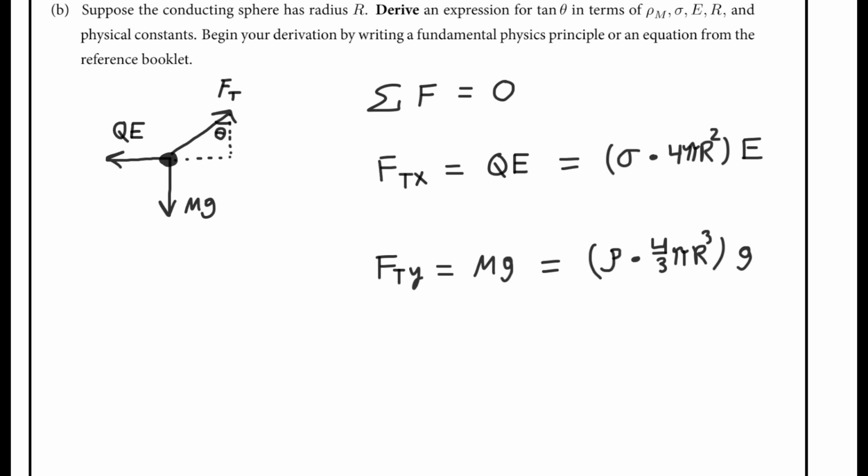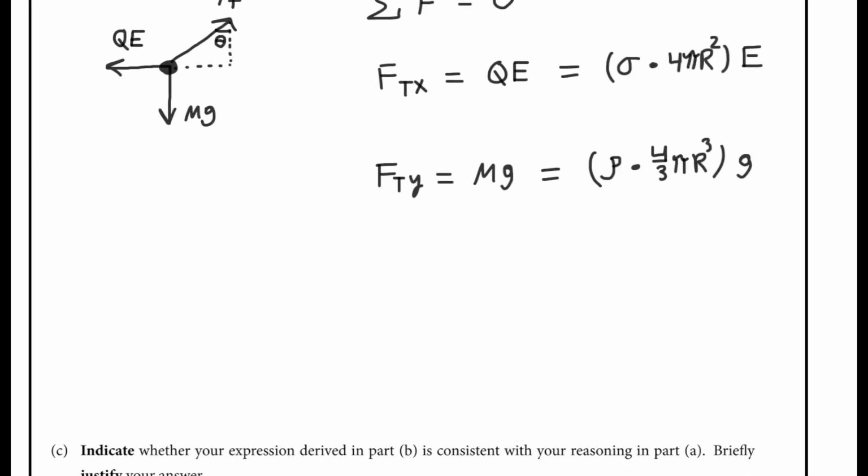4/3 pi r cubed. So again, we can always find the total amount of something by either multiplying density times size for the correct parameters. Maybe you have to integrate it if it changes. And then we can just find tan theta. So tan theta is just opposite over adjacent.